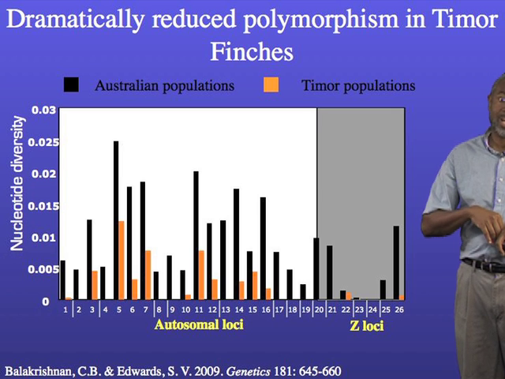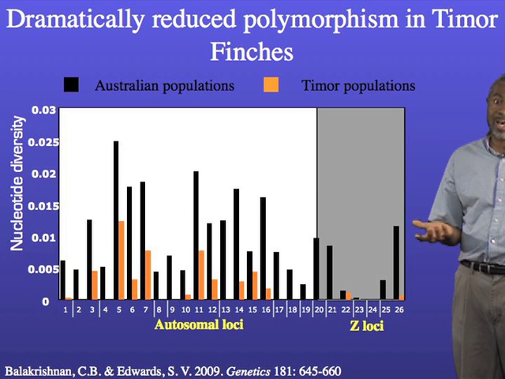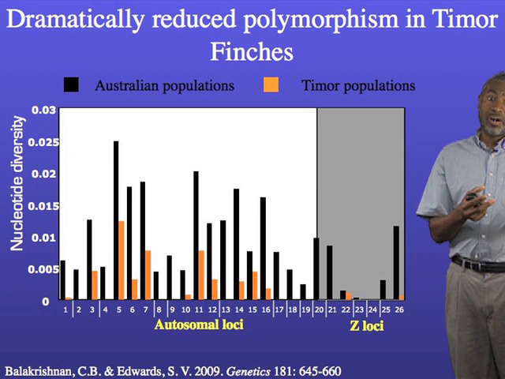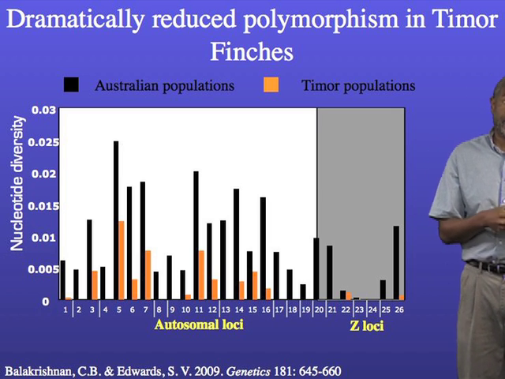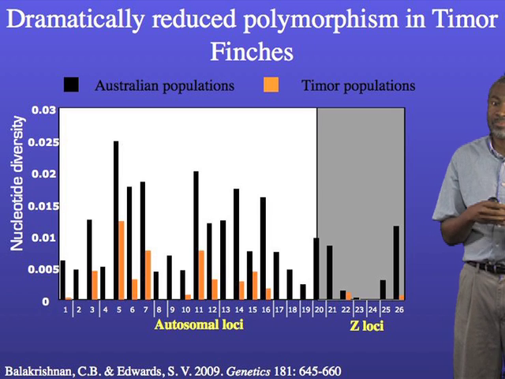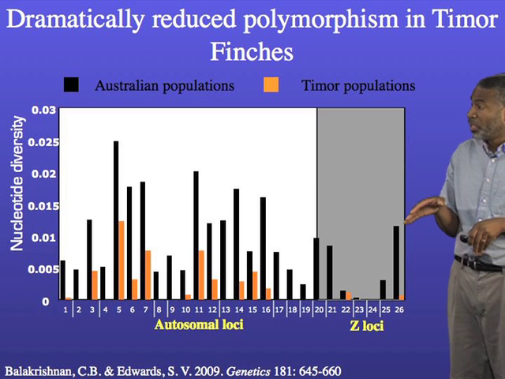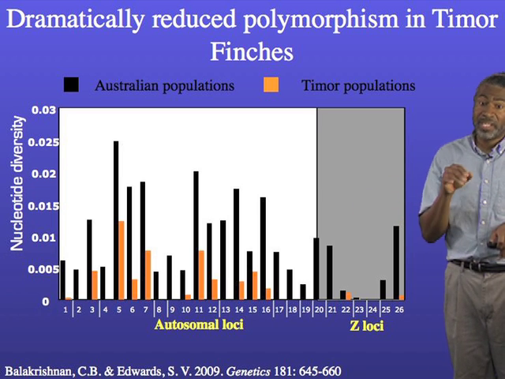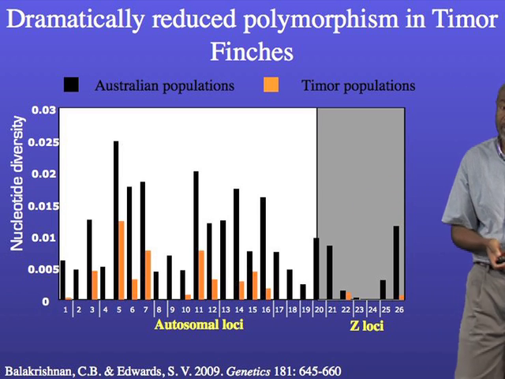Why? Because there's fewer copies out there in the population. For every 4 copies of autosomes, there are 3 copies of the Z chromosome. So you can see that would reduce the amount of diversity. And that's partly why the diversity in the Z chromosome is lower than what we typically see in the autosomes.